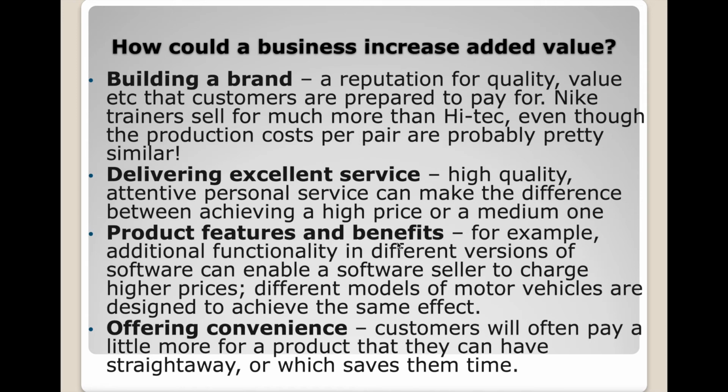Product features and benefits: for example, additional functionality in different versions of software can enable a software seller to charge high prices. Different models of motor vehicles are designed to achieve the same effect. It means if someone is offering something different, for example you are buying a mobile phone, and another phone at the same price is giving more functions, more applications, and is more modern, people will prefer to buy that. And after some time, if you launch a new model, once your name is in the market and you are offering a high price, people will still buy your product because they trust you.